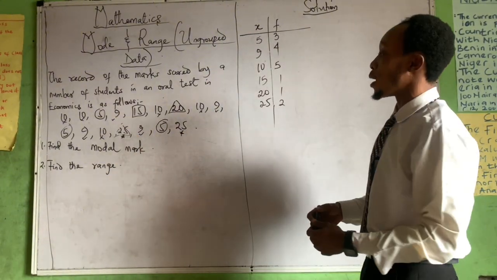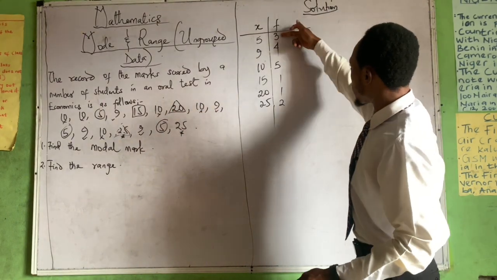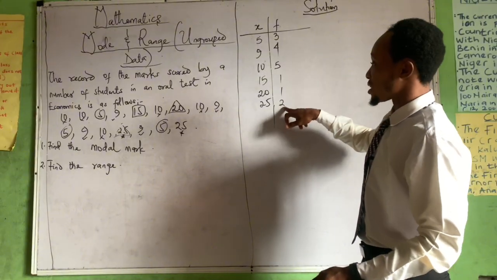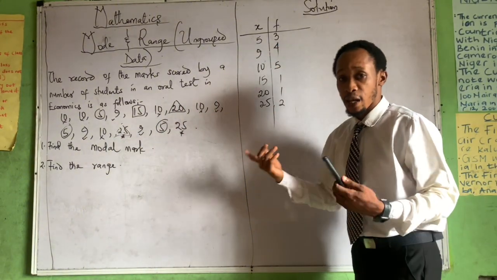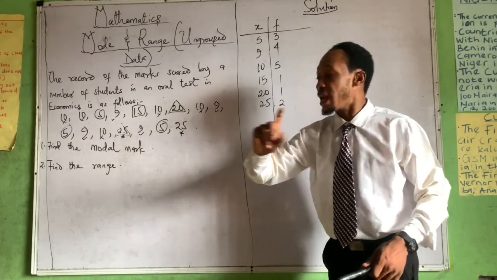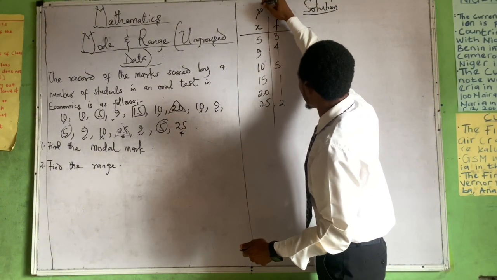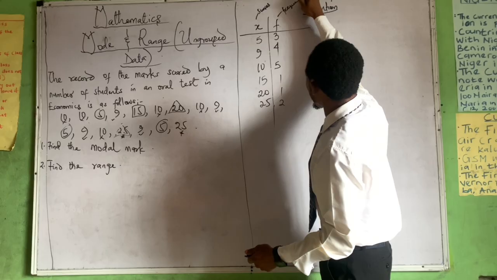At the end of the day, even if you are bothered whether you counted it well, you can check it from here. This is 3, 4, 5, 1, 1, 2, and if we count it here, we have 16 numbers. So I'm correct in my frequency. We have 16. What we are looking for here is the score. Don't forget, these are your scores, and these are your frequency.